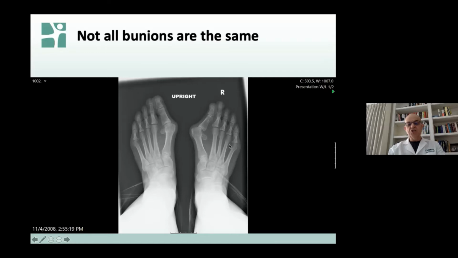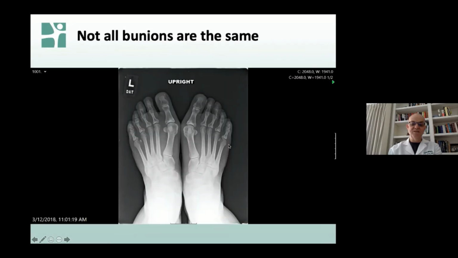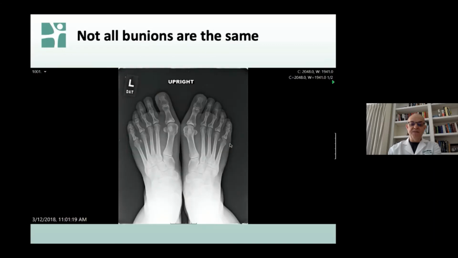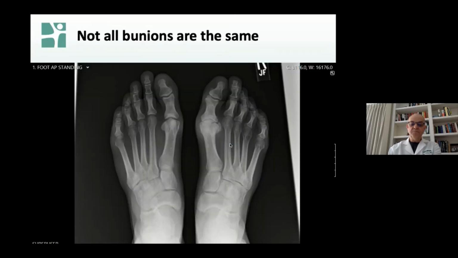So logic tells you you cannot treat this bunion the same as this bunion, the same as this bunion, or the same as this bunion. So how do I think about it? One last thing. This patient has a different kind of bunion, which is the bump on the inside, and then the joint is pretty arthritic over here.